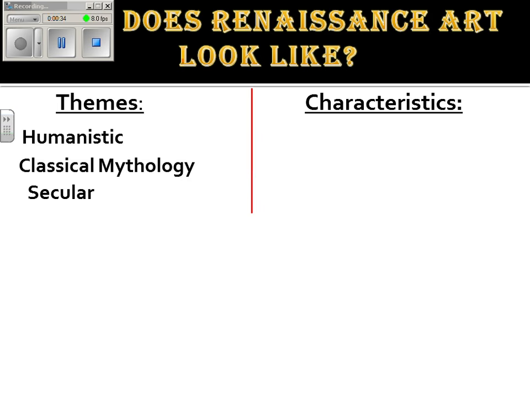So remember, what is humanism? Humanism, as we discussed in our last class, is the idea of focusing on the human body and human achievement as opposed to religious themes. So sometimes you'll see paintings of everyday human life, examples of humanism.